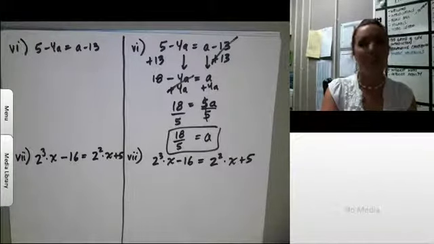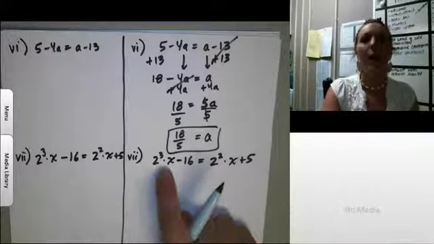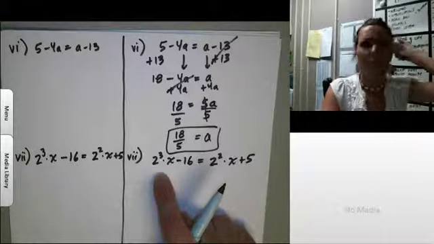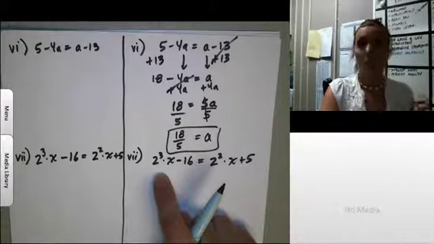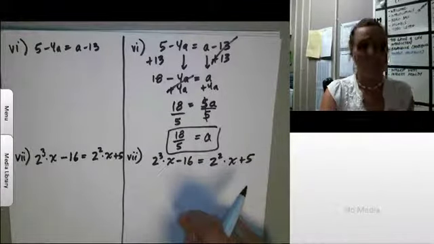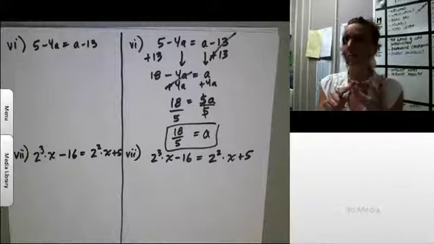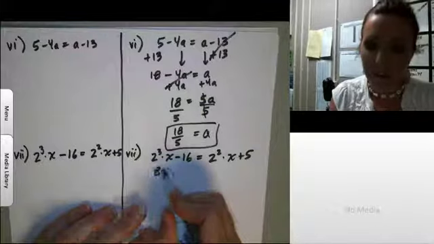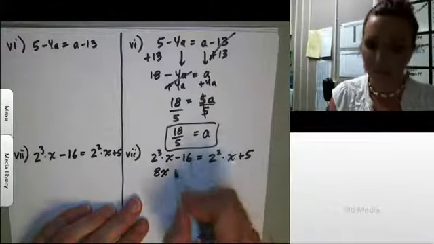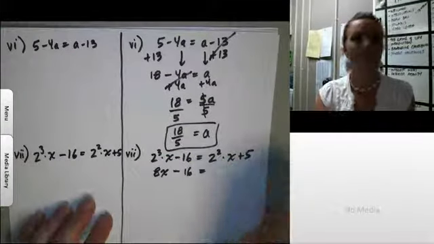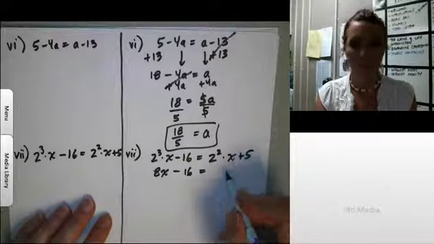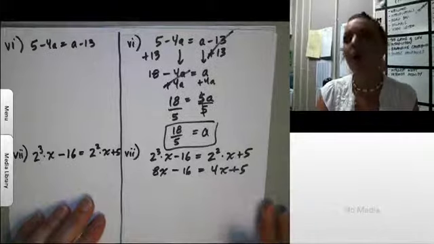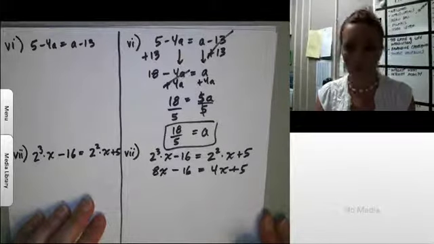Well, okay, so how many people can tell me how much 2 to the third power is? What does it mean to the third power? Good. 2 times 2 times 2. So 2 times 2 is? Times 2 is 8. So 2 to the third power times x is the same thing as 8x. Okay, 2 squared is? Okay, so now we're back to the same thing that we've been doing all along.